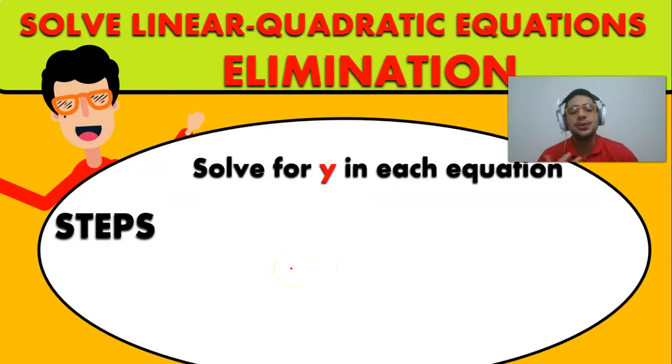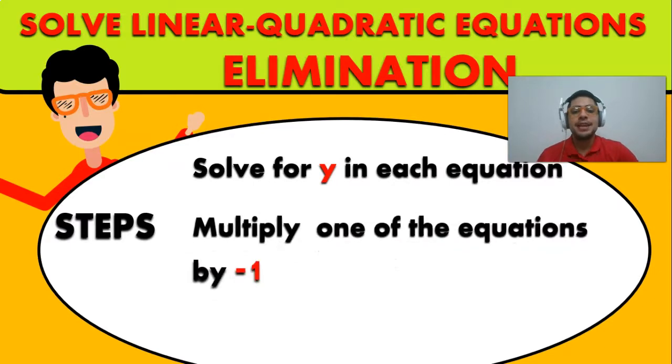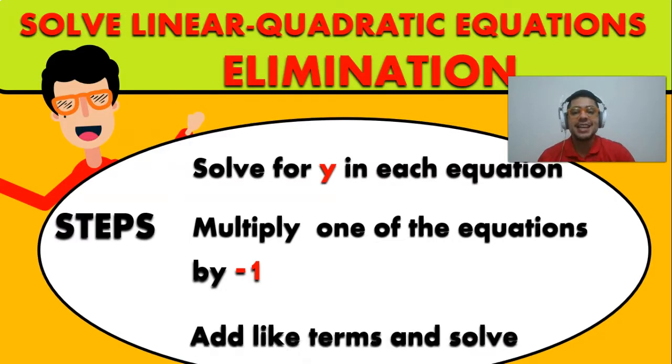Usually, you're already going to be given the equation with y isolated. But if you don't, you have to remember to isolate y first. The second step is to multiply one of the two equations. Remember, you're going to have a linear equation and a quadratic equation. You have to multiply any of the two by minus 1, right? Don't forget that. And then you have to add like terms and solve.